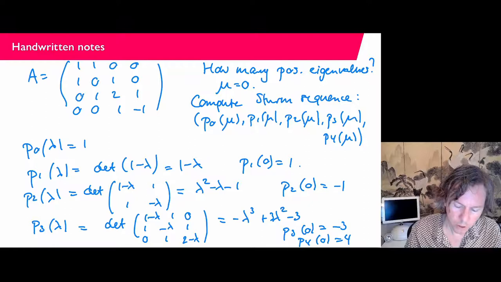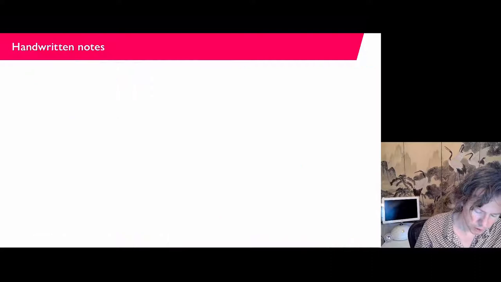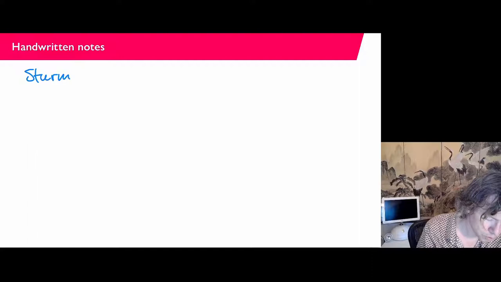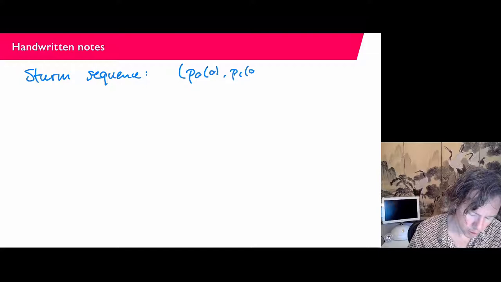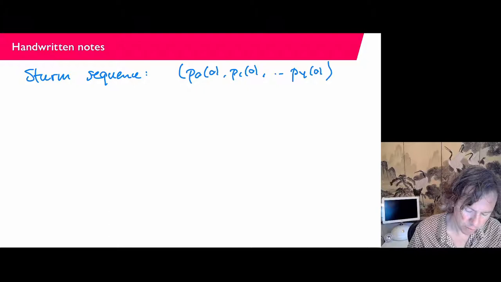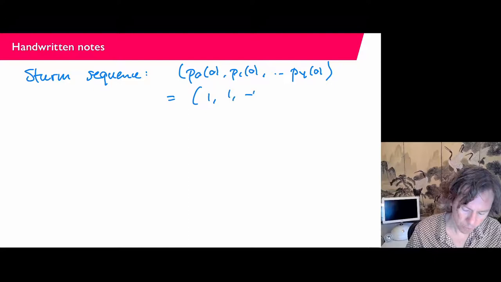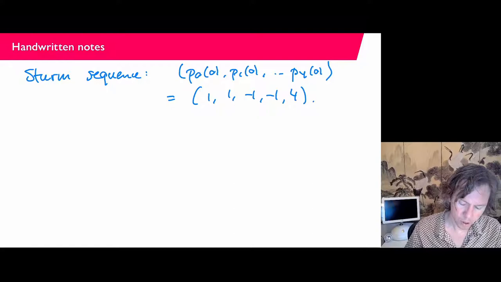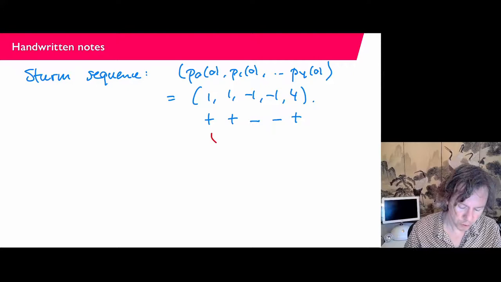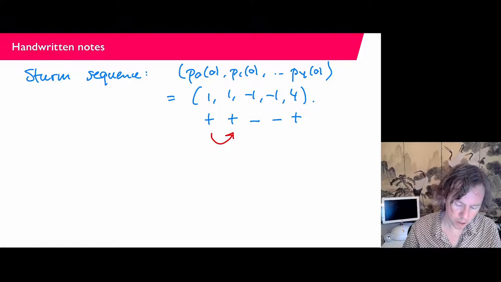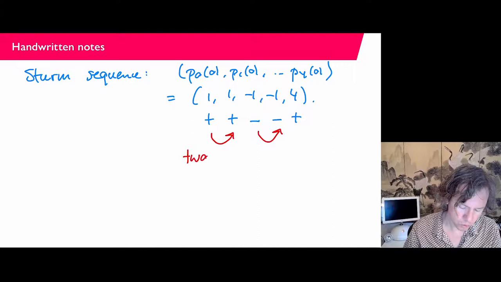So what we have now is that the Sturm sequence, so it is P0 at 0, P1 at 0, up to P4 at 0, and we have just found them to be 1, 1, minus 1, minus 3, and 4. In other words, we have plus, plus, minus, minus, plus. And then if you count the sign agreements, so here we go from plus to plus, that's a sign agreement. Then we go from plus to minus, that's not a sign agreement. And here is another one from minus to minus. So we have 2 sign agreements.